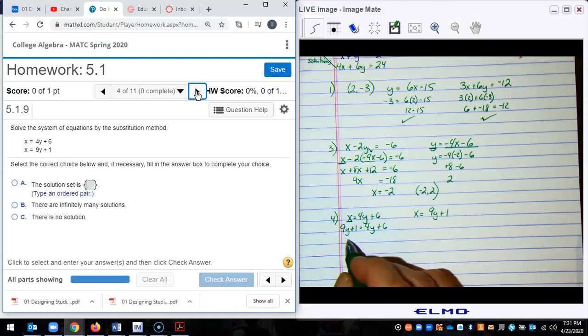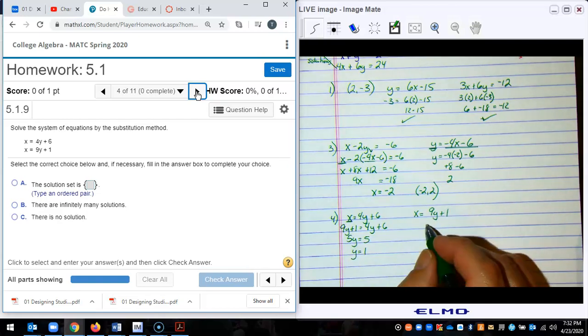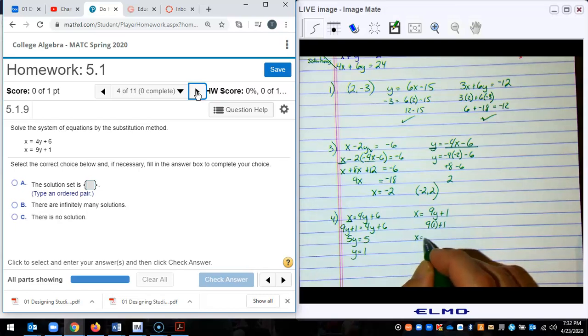So we're going to subtract that 4y to the other side to get a 5y. We're going to subtract that 1 to the other side to get a 5. And so that means that y is equal to 1. Once we know that y is equal to 1, we can come up here. 9 times 1 plus 1, we know that x is going to equal 10. So that means that the intersection of those two lines, if I drew them in a coordinate plane, they would intersect at the point (10, 1).